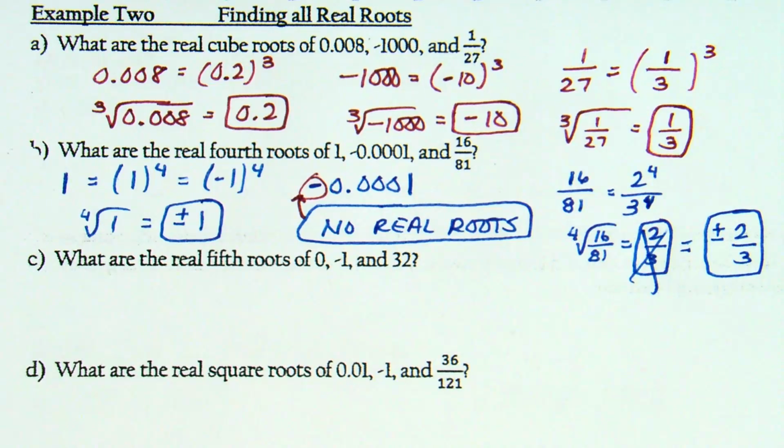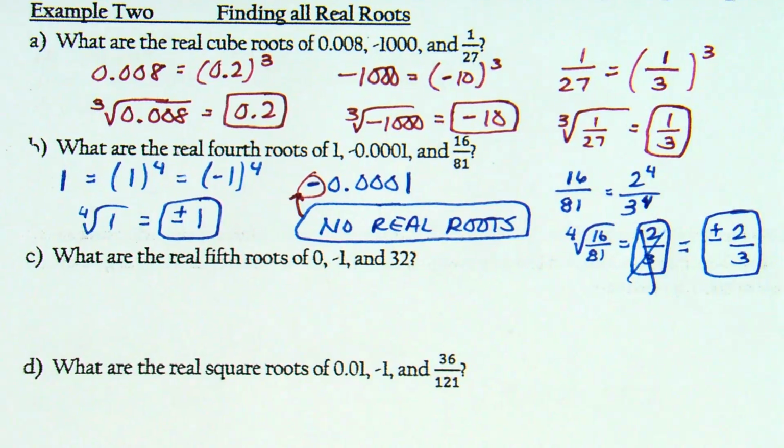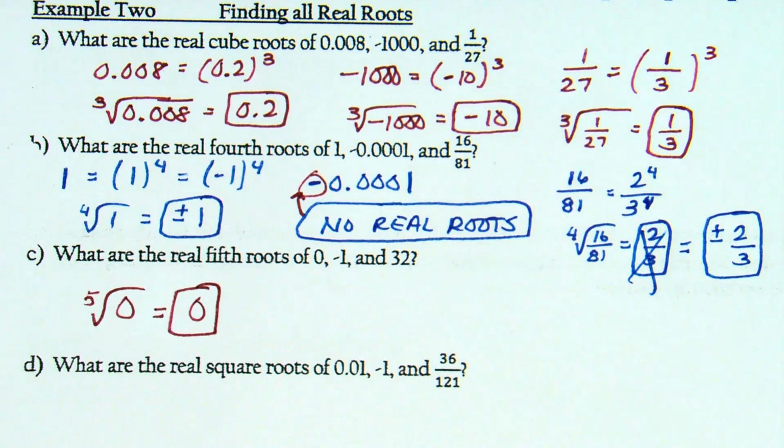Okay, fifth roots. Did you guys have a thought on the fifth root of 0? I think you did. The fifth root of 0 is 0. Okay, any root of 0 is 0.